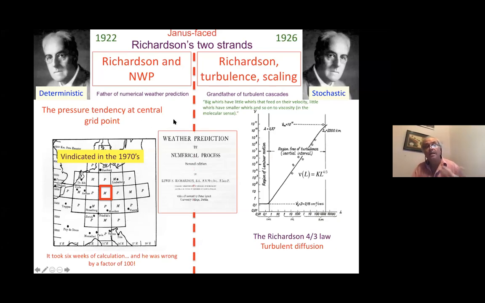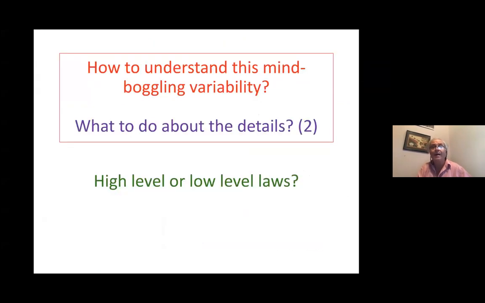You could say that the idea of numerical weather prediction was vindicated in the 1970s, but his idea of turbulent cascades, he already tested it out with his idea of turbulent diffusion and what's called the Richardson four-thirds law of turbulent diffusion. In 1926, he actually attempted an empirical verification. This is actually essentially the same as the Kolmogorov law of turbulence. And it took, in fact, much longer to really vindicate this for reasons that I don't have time to go into, but essentially to do with a debate about 2D isotropic versus 3D isotropic turbulence. But Richardson was the father then of these two strands.